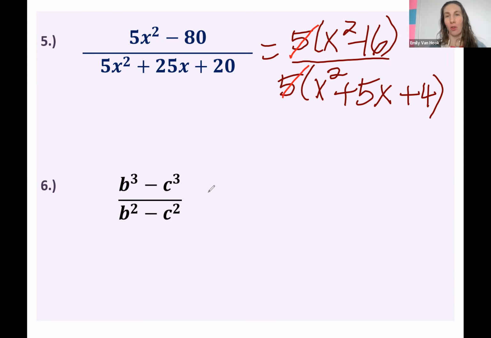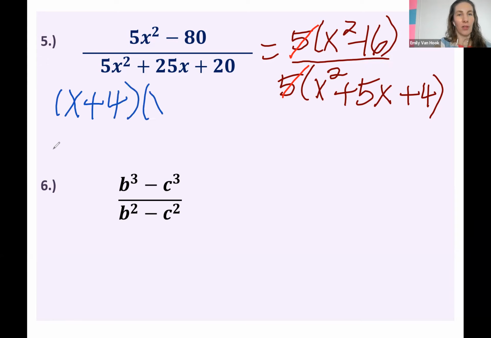So we can factor the numerator more. X squared minus 16 is factorable. Same thing with the denominator. There's 2 different types of factoring here. So let's continue. X squared minus 16 is going to become x plus 4, x minus 4. That's a difference of squares.